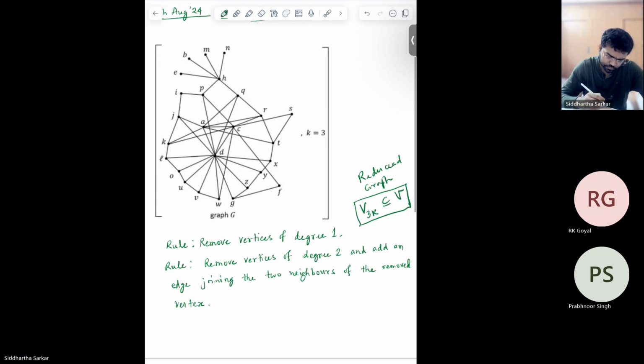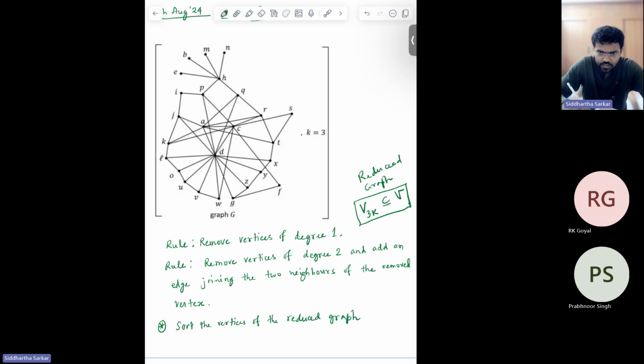Okay, so the other thing you do is on the reduced graph. What you will do is sort the vertices of the reduced graph in descending order of their degrees. Then the first 3K vertices form V3K. So output the first 3K vertices. So that's all we will do in this question.